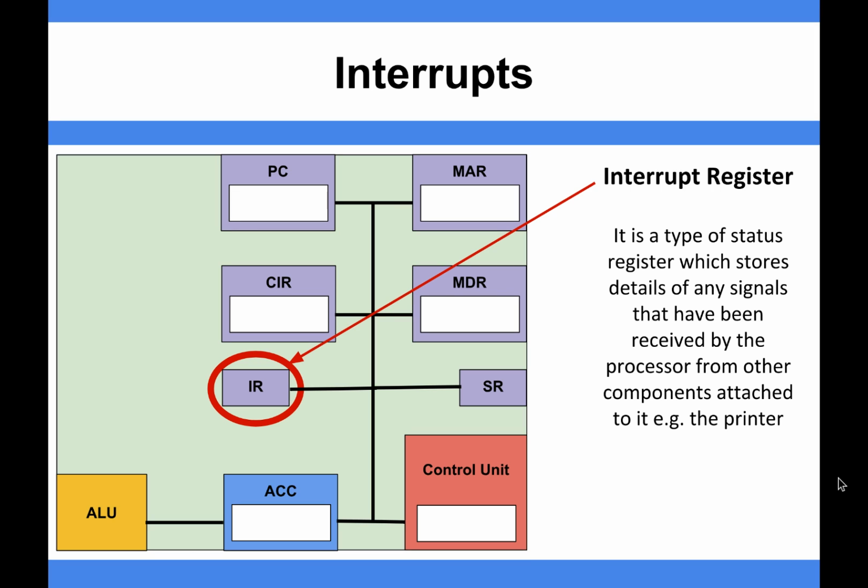So interrupts, you've got your interrupt register, which is a type of status register, which stores details of any signals that have been received by the processor from other components attached to it. So won't be directly attached to things like through I/O controllers and things like that. If the computer receives a signal that's asking the CPU to do something, then it's known as an interrupt because it's interrupting what the computer is currently doing, and it's going to then have to stop an action, or potentially stop an action, whatever the interrupt is.